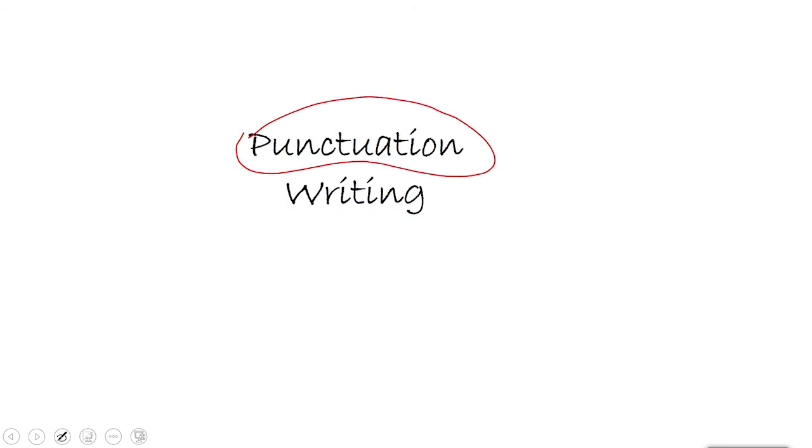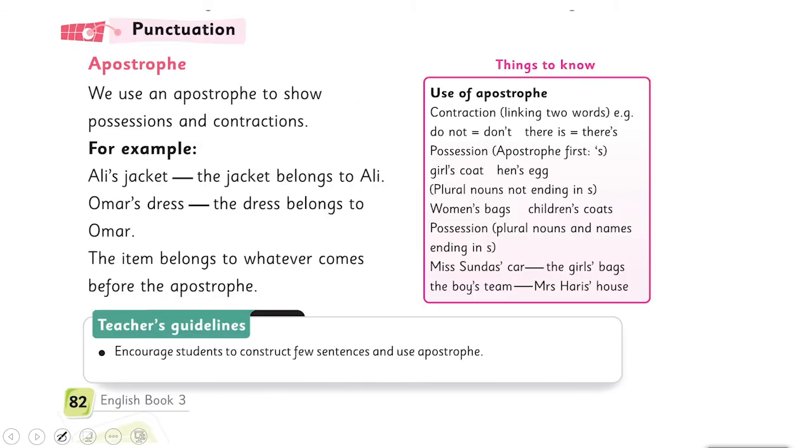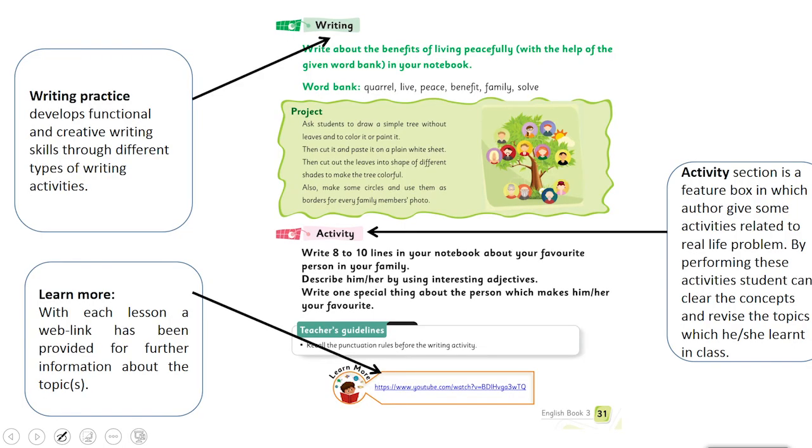The punctuation and writing. Punctuation is given with examples, definitions and assessment from easiest to difficult one. The writing practice develops functional, creative and critical writing skills through different types of writing. A variety of writings are given. Write about the benefits of living peacefully. This is a paragraph writing, as I showed you, the expository writing, the descriptive writing, narrative writing. It has all the types of writings.